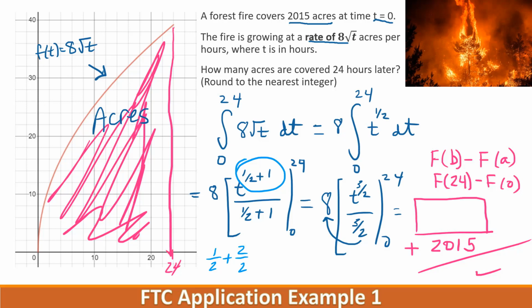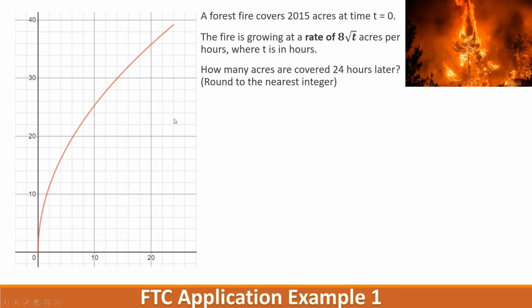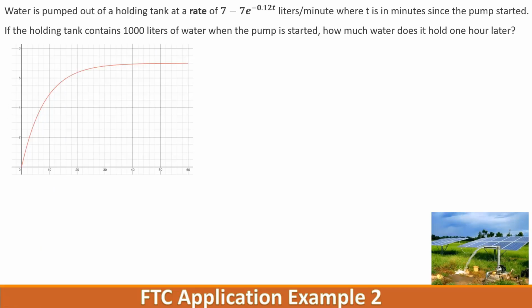All right, let's look at another example. Next it says water is pumped out of a holding tank at a rate. So you already know that this is the function graphed. That's my derivative, in liters per minute, where t is in minutes since the pump started. If the holding tank contains 1,000 liters of water when the pump started, how much water does it hold 1 hour later? So that tells me I'm going to find how much was pumped out and take 1,000 minus it. Okay, because that's how much it had from the beginning.